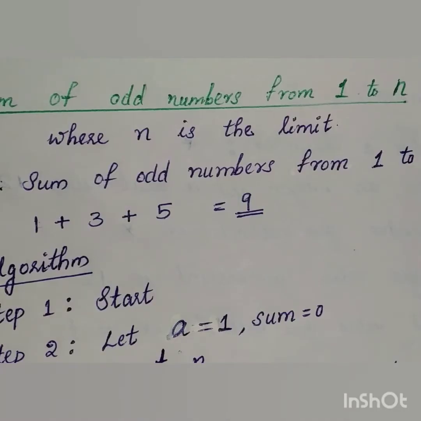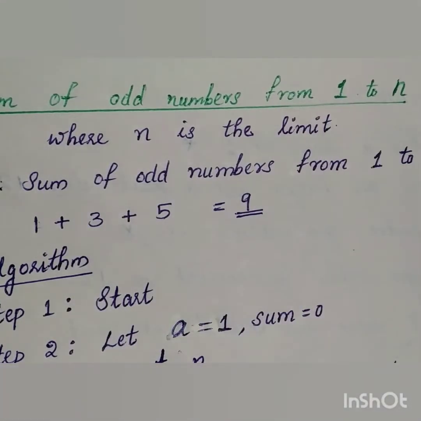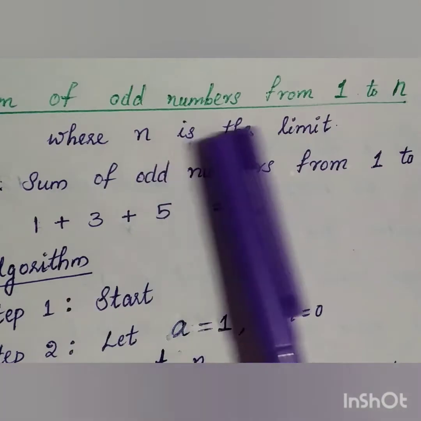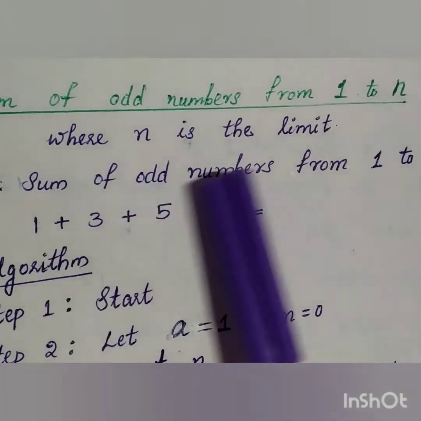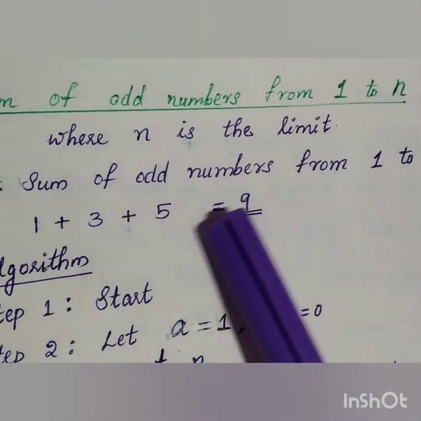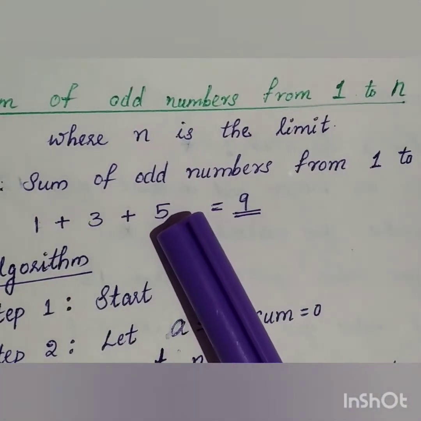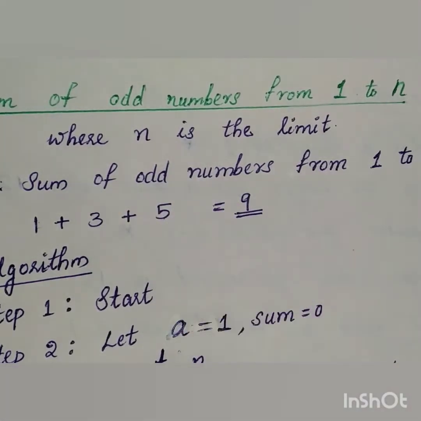The next type of question is finding out the sum of odd numbers from 1 to n. Here n is the limit or the ending value. For example, sum of odd numbers from 1 to 5 is 1 plus 3 plus 5, that's equal to 9. Here 5 is not the number of numbers, it is the limit value or the ending number.